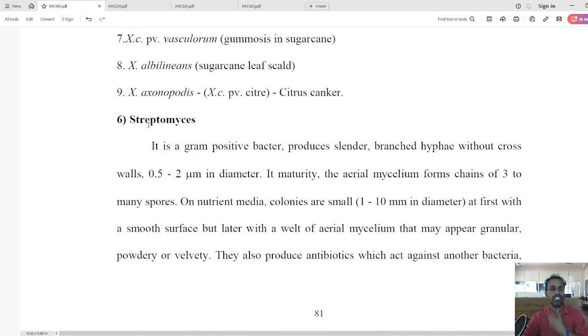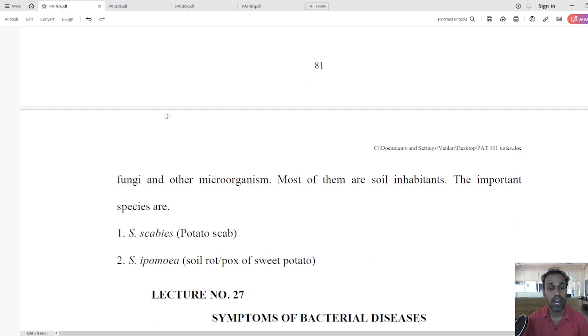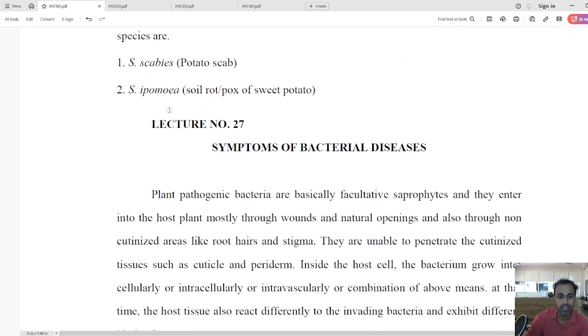Then another one is Streptomyces. They are Gram-positive bacteria; so far we discussed the Gram-negative ones. At least they have some aerial mycelium, fungal-like mycelium, but they are related to bacteria only. It causes diseases like Streptomyces scabies, or Streptomyces ipomoeae, pox of sweet potato, and scab of potato, that is Streptomyces scabies.